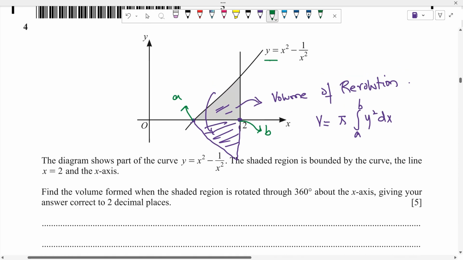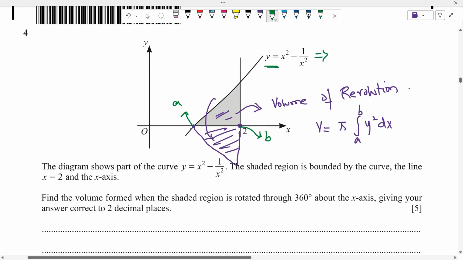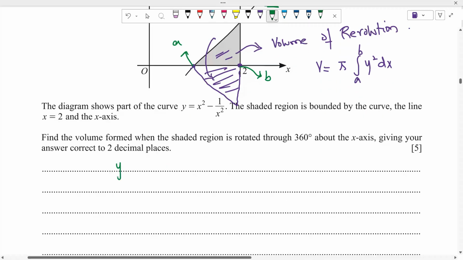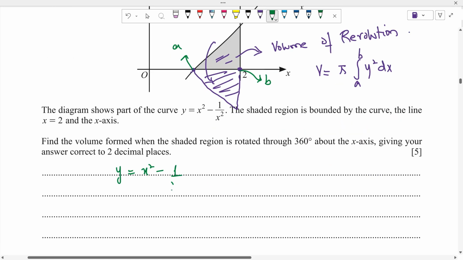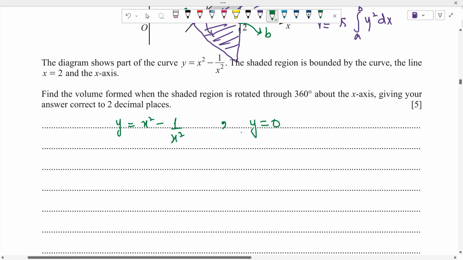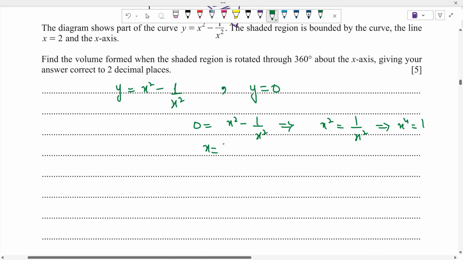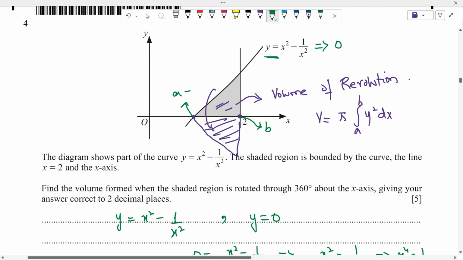As we know that this curve intersects the x-axis, its y coordinate is 0. So y is equal to x squared minus 1 over x squared, and in this case y is equal to 0 to find the x-axis point. Plugging in y equals 0, we have 0 equals x squared minus 1 over x squared, so x squared equals 1 over x squared, which gives x to the power of 4 equals 1. So we have x equals 1. So a is equal to 1.